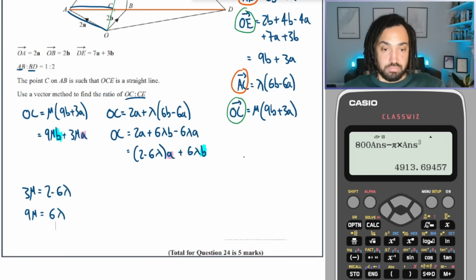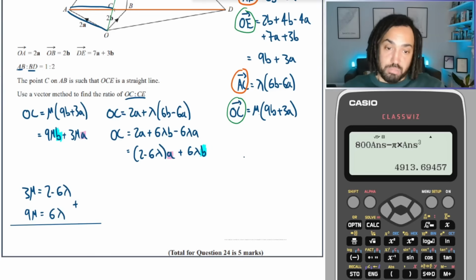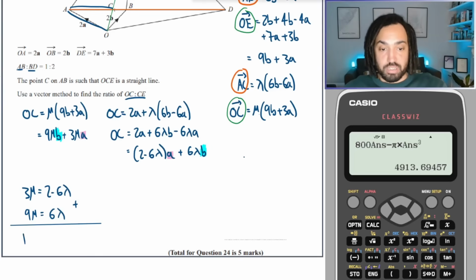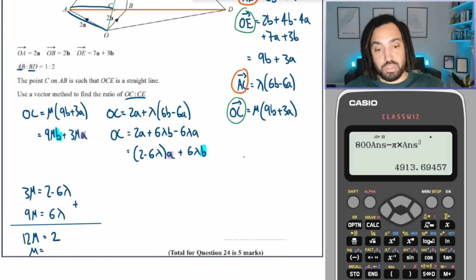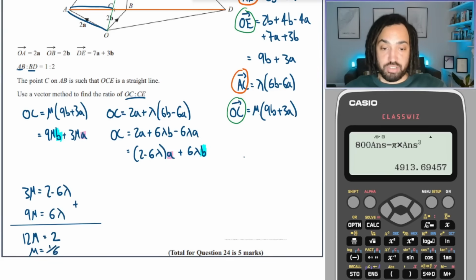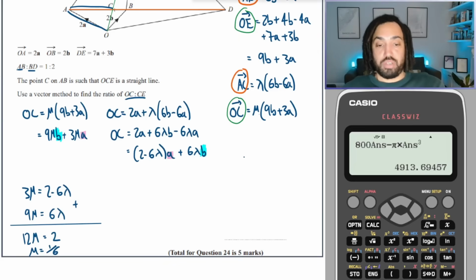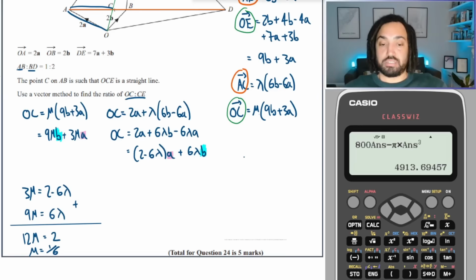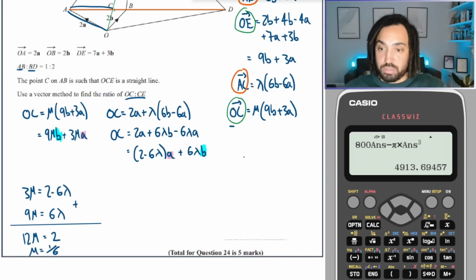Okay, so what we could do is we can add these two equations together and solve them simultaneously, because I've spotted that we've got a minus 6 lambda there and a plus 6 lambda. So that gives me 12 mu equals 2. So mu is equal to 2 over 12, which is 1/6. Okay, let's sub back in and find lambda, because lambda is... Oh no, mu's good. Mu's exactly what I need because that is going to tell me exactly what OC is.